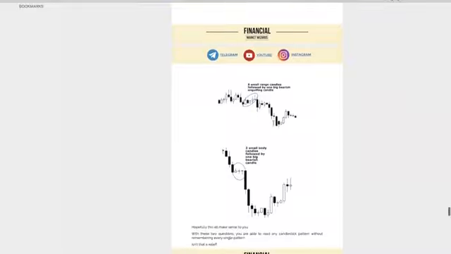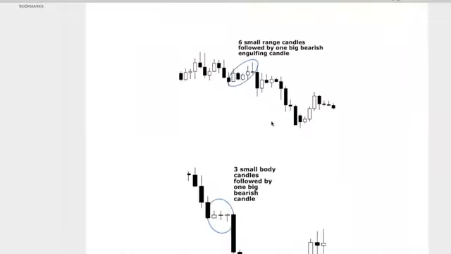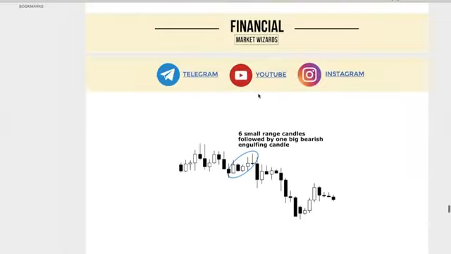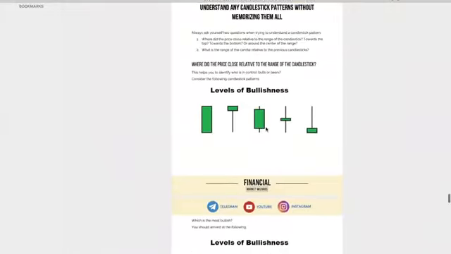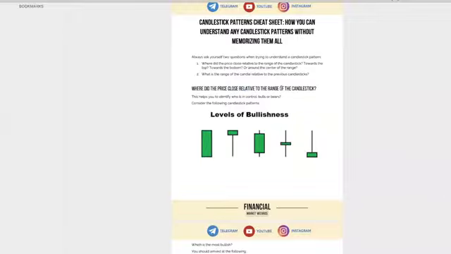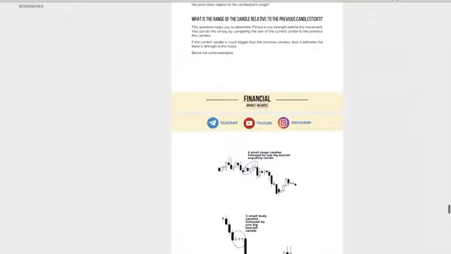Let me just give you an example. Let me just zoom in first. So let's look at this example over here. You have 1, 2, 3, 4, 5, 6. This is kind of like a shooting star that we talked about just now. What happens after this? You have one big bearish engulfing pattern here. So if you ask yourself both questions I talked about just now, question number 1 is, where did price close relative to the range of the candlestick? Close at the bottom, near the bottom. This engulfing pattern closed near the bottom.